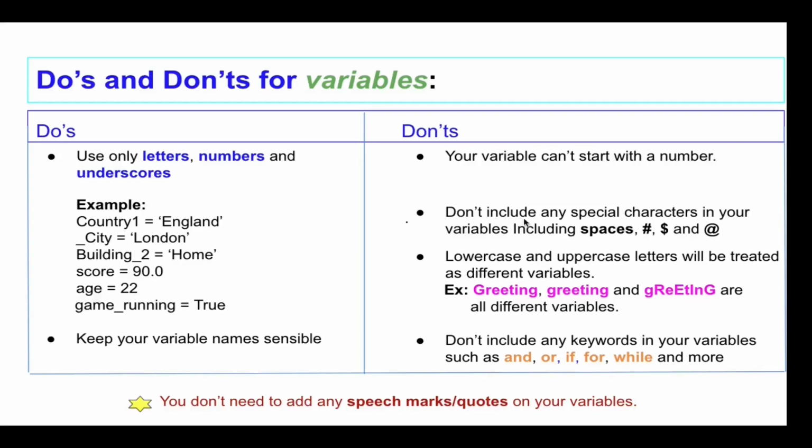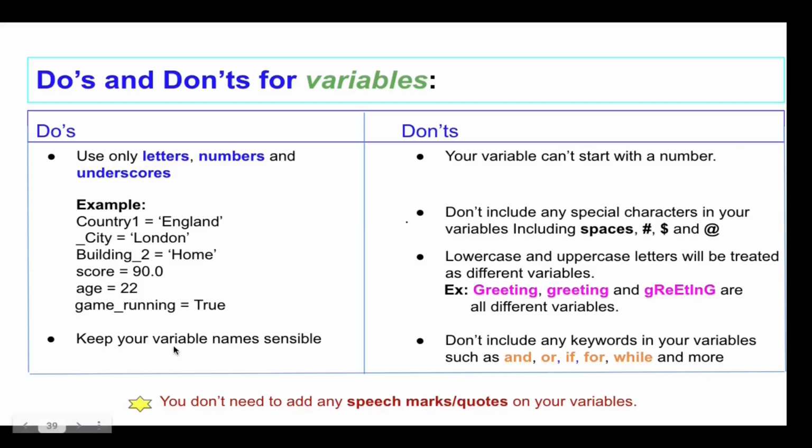So don't include any special characters in your variables, including spaces, a hashtag sign or commenting sign, I guess you can say, a $ sign and @ sign. Lowercase letters and uppercase letters will be treated as different variables. For example, Greeting with its first letter being a capital G, greeting in all lowercase, and gReEtInG in mixed lowercase and uppercase are all considered as different variables. So this is the rule many people get confused about.